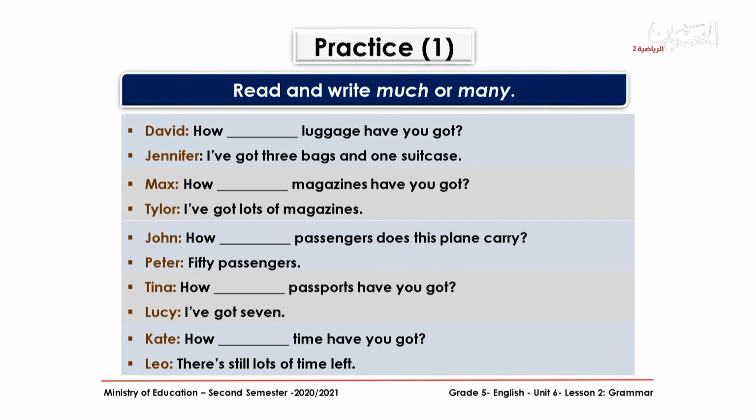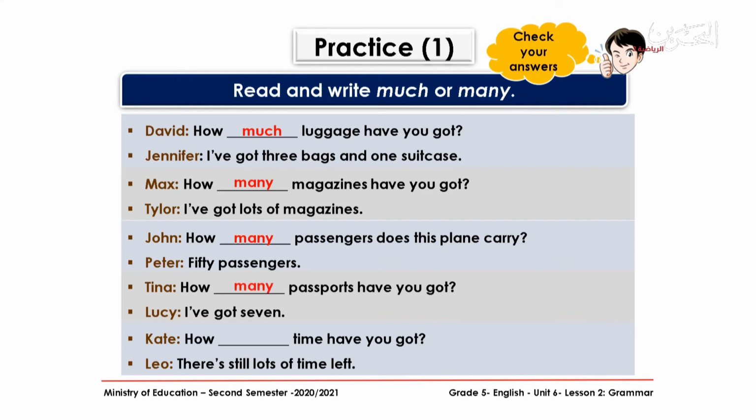I think you are done. Now let's check your answers. For the first question, we used much. How much luggage have you got? Because luggage is uncountable. For number 2, how many magazines have you got? 3, how many passengers does this plane carry? 4, how many passports have you got? 5, how much time have you got?